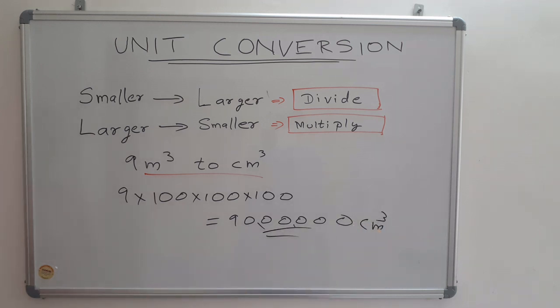So this is the easy method. We have to learn these 2 statements. When we are converting from smaller to larger, we have to divide. And when we are converting from larger unit to smaller unit, we have to multiply. And we need to know the conversion factor upfront. So this method is very easy for you when you know the conversion factor and you have a confusion like whether you have to multiply or divide. So this is the most easy method.